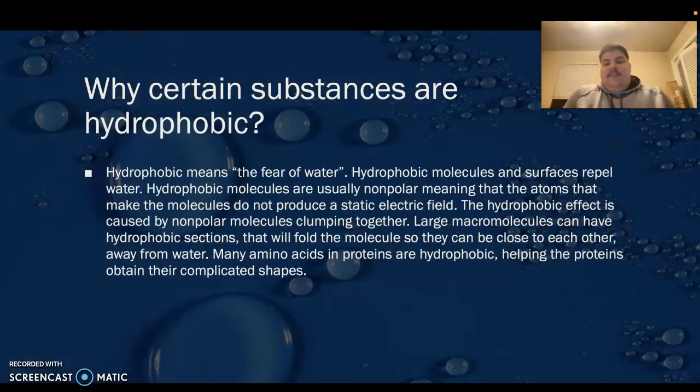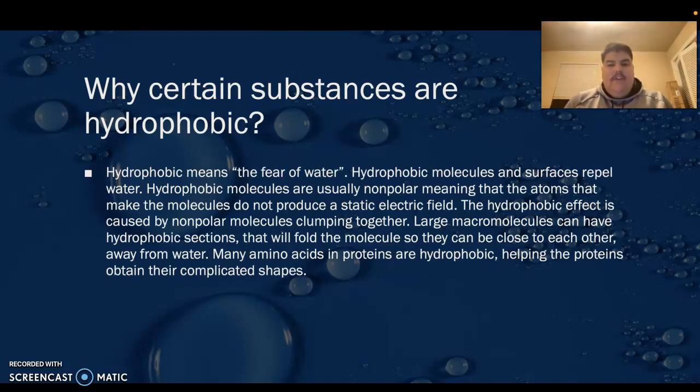Why certain substances are hydrophobic. Hydrophobic means the fear of water. Hydrophobic molecules and surfaces repel water. Hydrophobic molecules are usually nonpolar, meaning that the atoms that make up the molecules do not produce a static electric field.